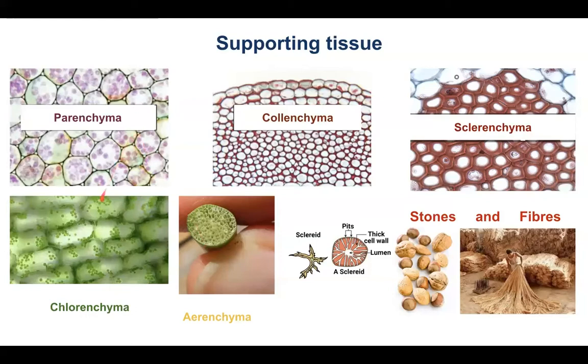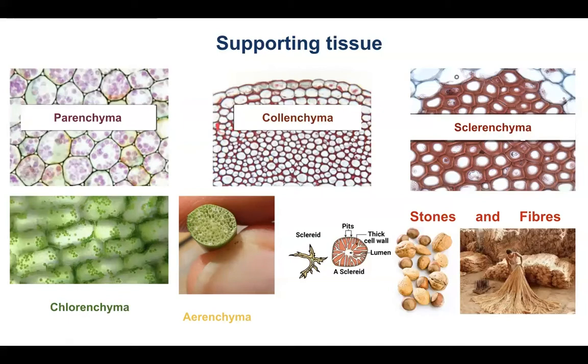So the first supporting tissue is parenchyma. Primary function is storage of starch. If chlorophyll or chloroplasts are present, it's called chlorenchyma. If air spaces are present, it's called aerenchyma. The next supporting tissue is called collenchyma.